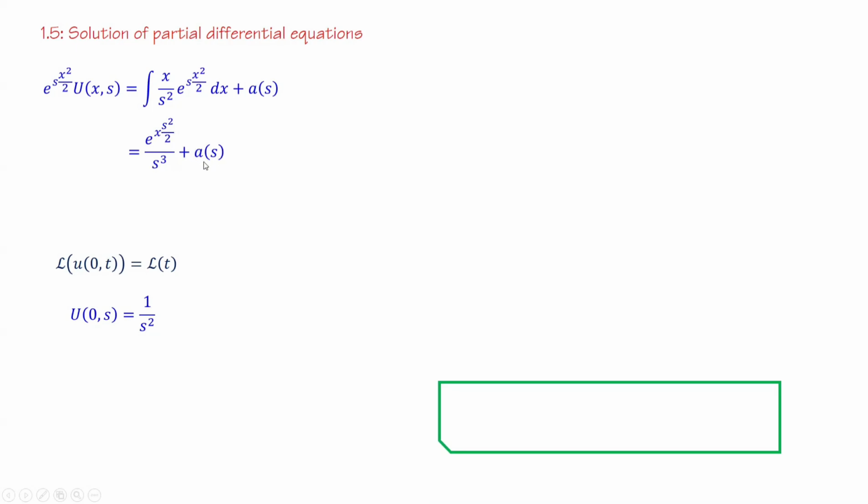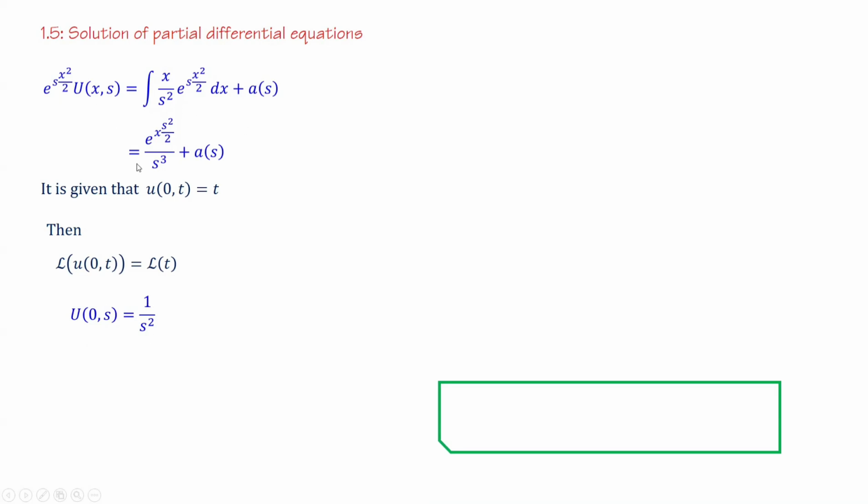Now we have to calculate A(s). So we need to use the condition u(0,t) equal to t. How will we calculate it? If you put x equal to 0, everything is in terms of s, so we cannot put t here. So what will we do? We need to convert this to U(0,s). For that, we have to take the Laplace transform on both sides. So we take the Laplace transform, and it will become U(0,s) equal to 1 over s square.